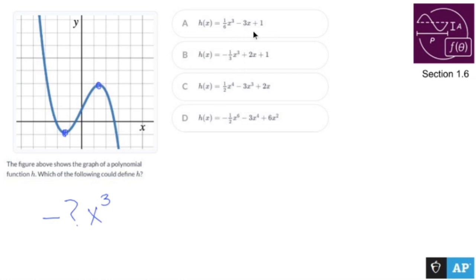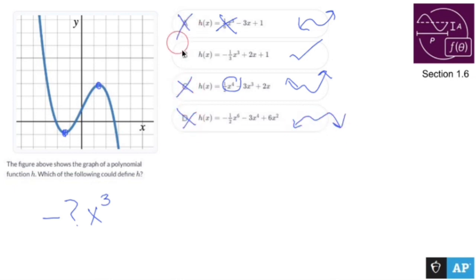So does this give me a leading coefficient of negative something x to the 3rd? No, you're positive, which looks like that. Does this give me a leading coefficient of negative something x to the 3rd? Yup. Does this give me a leading coefficient of negative? No, that's x to the 4th. That's going to look more like the w. And this is a negative x to the 4th, an upside down w. No, no, no. B, baby.